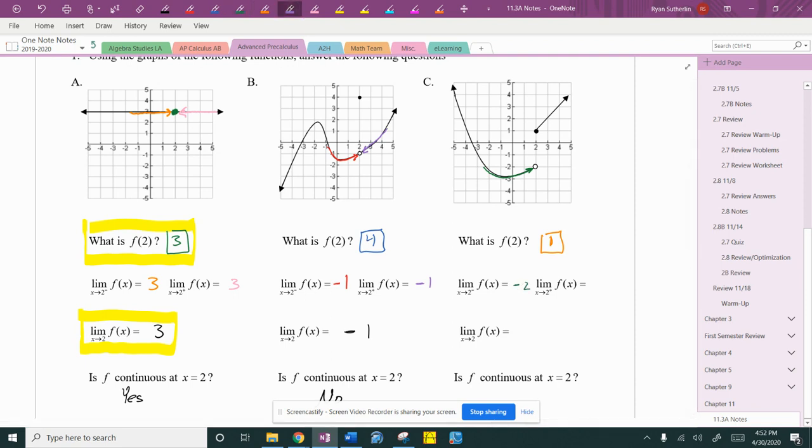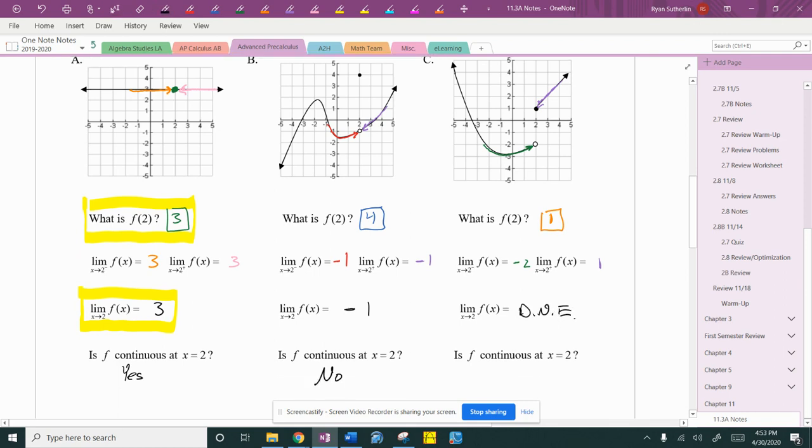And then as I approach 2 from the right, I'm getting closer and closer to 1. Those do not match. When those do not match, the limit does not exist. And obviously, this is not a continuous function. So to be continuous, the limit has to exist, and then that limit has to match the point, like fill in that hole. You can have a hole like this one does and still be continuous.